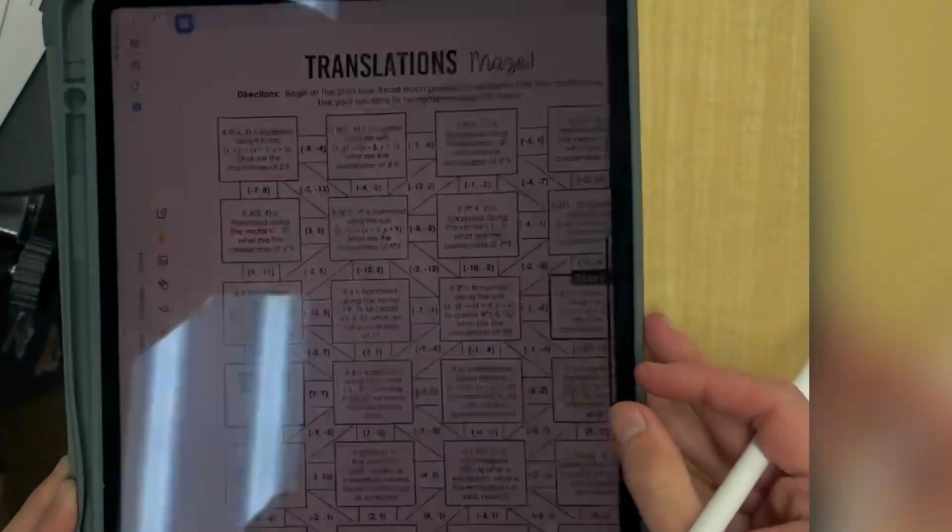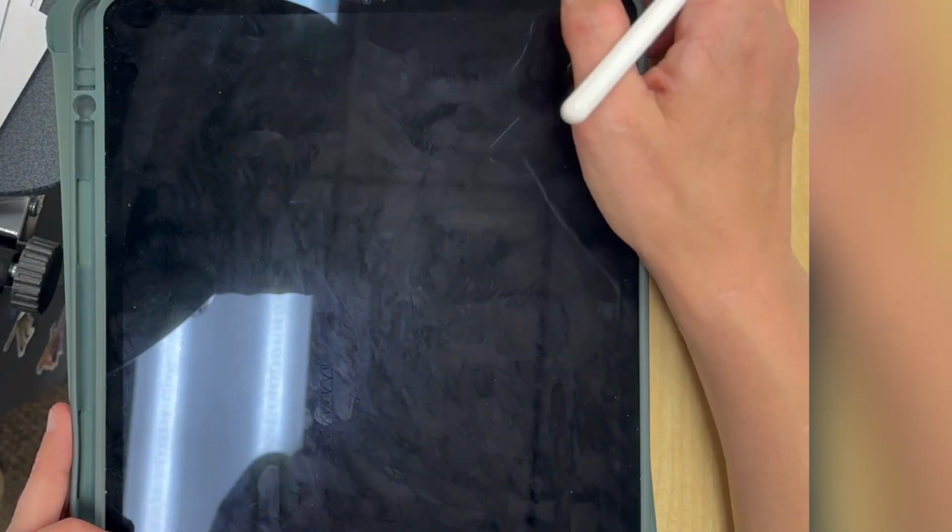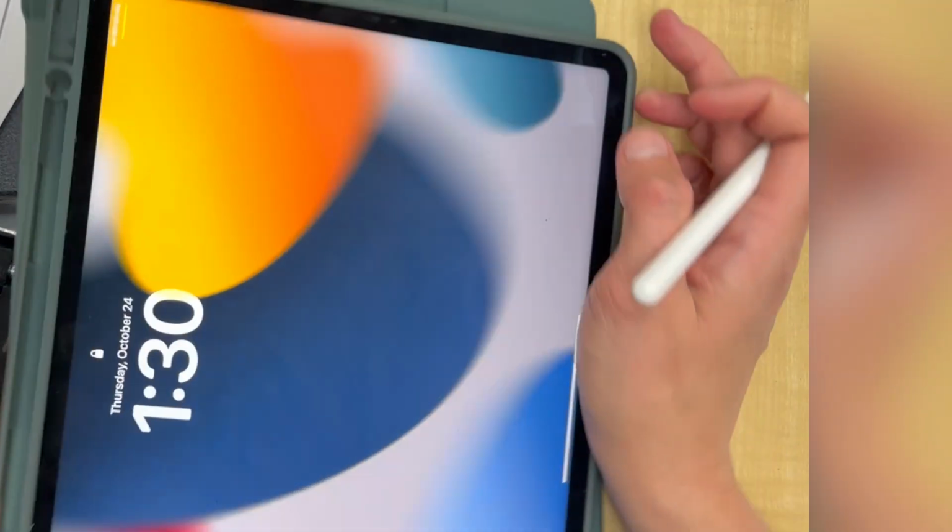Hopefully you guys can see it all. Ah, no, what happened? Oh no, did my iPad just die? Let me see.